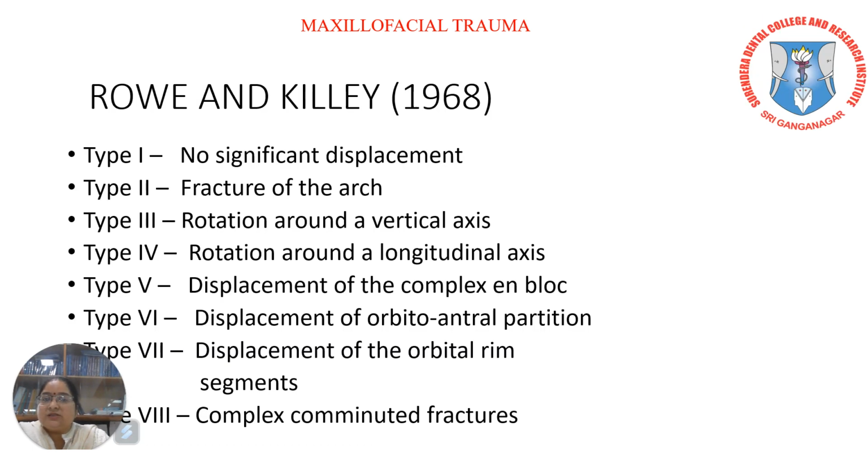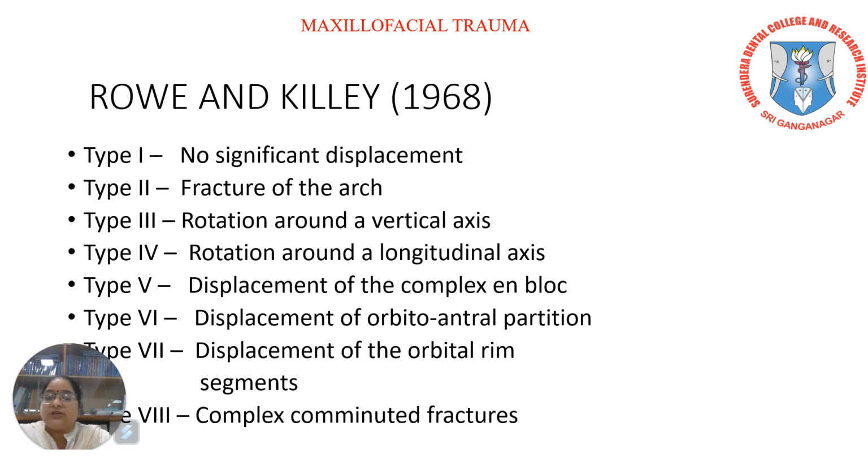How will you classify this zygomatico-maxillary fracture? That is the Rowe and Williams classification. The most commonly accepted classification is the Rowe and Williams classification given in 1968. Type 1 is no significant displacement of the zygoma fracture. Type 2 is a fracture of the zygomatic arch. Type 3 is whenever there is a vertical rotation around the vertical axis of the zygomatic bone.